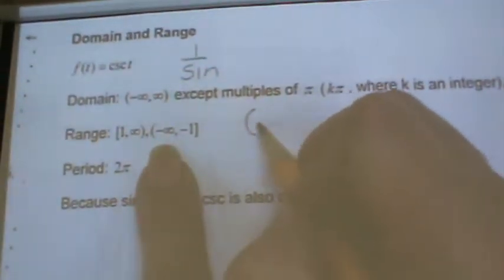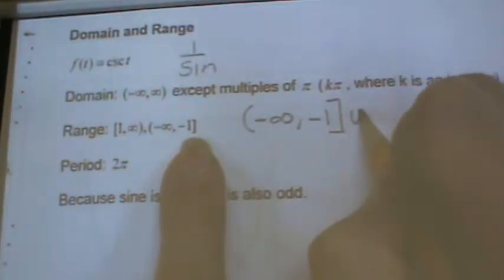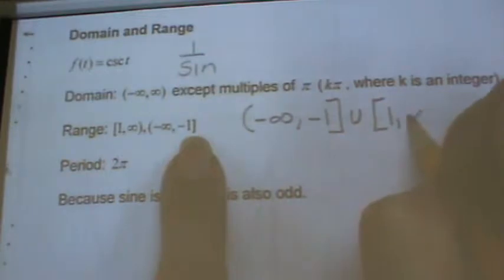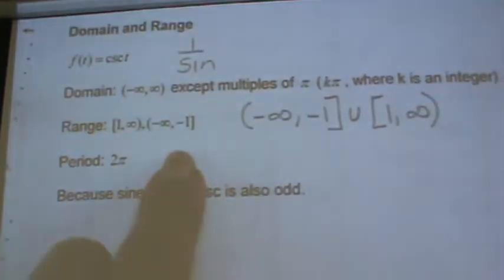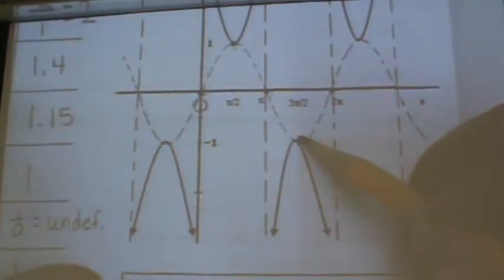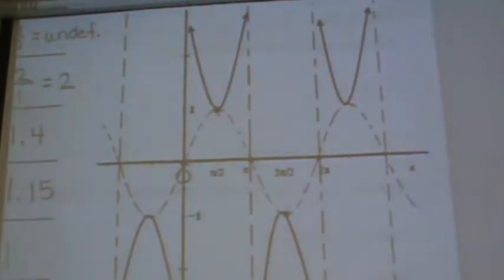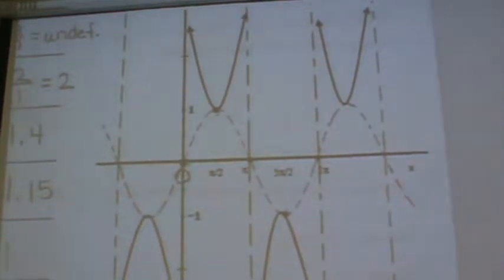Now your range, and you guys, I wrote this wrong, it should be negative infinity to negative 1. Fix it for me, please. Union 1 to infinity. That's the range. Let's talk about it. The range went from negative infinity to negative 1, and then positive 1 to positive infinity. So these are the y values. This middle part is not the answer. It's just a guide to help you graph it. Okay?